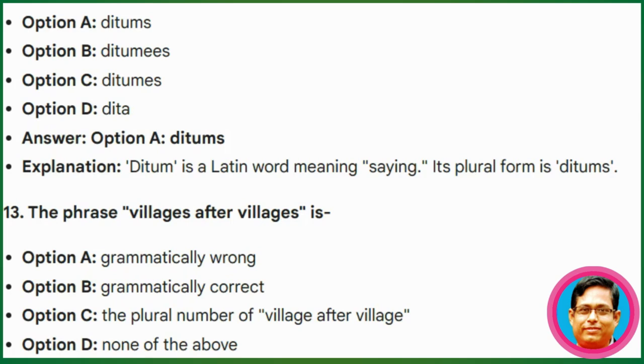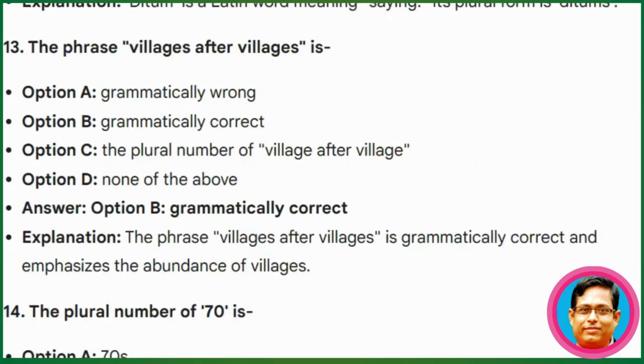13. The phrase villages after villages is option A, grammatically wrong, option B, grammatically correct, option C, the plural number of village after village, option D, none of the above. Answer, option B, grammatically correct. Explanation, the phrase villages after villages is grammatically correct and emphasizes the abundance of villages.